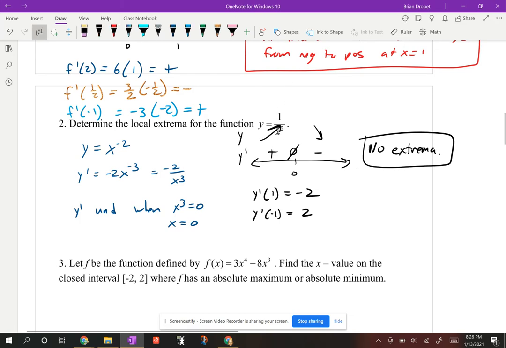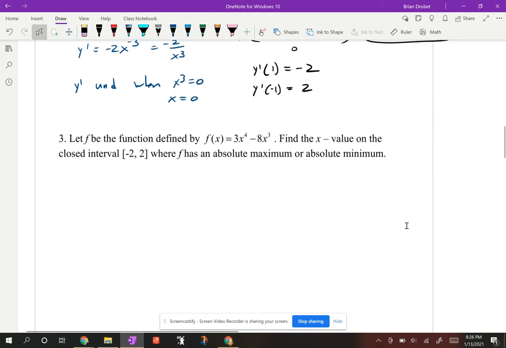You might look at this and realize that there's actually a vertical asymptote at 0 if you were to look at the graph. If you were to look at the graph of this function, what you'd see is something that looks like this. It increases on the left and decreases on the right. No maximum and no minimum.